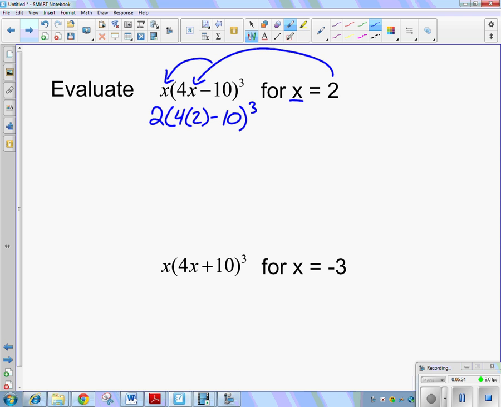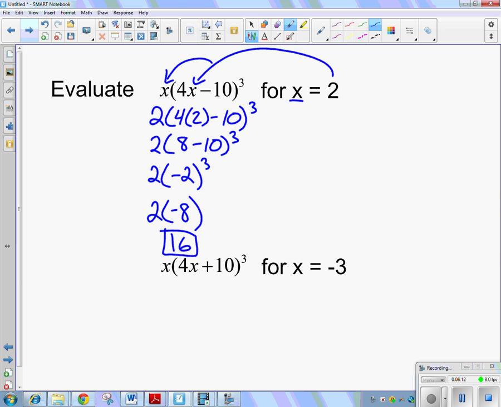Following PEMDAS, we're going to do the stuff inside the parentheses first. So we have 2 times 4 times 2 would become 8 before we subtract or add. So 8 minus 10 cubed. Still have stuff inside of the parentheses, so we're going to go ahead and do that. So we're going to do 8 minus 10. It's going to be negative 2 to the third power. Negative 2 to the third power means negative 2 times negative 2 times negative 2. Negative 2 times negative 2 is 4 times negative 2 is negative 8. So we have 2 times negative 8, resulting in an answer of 16.